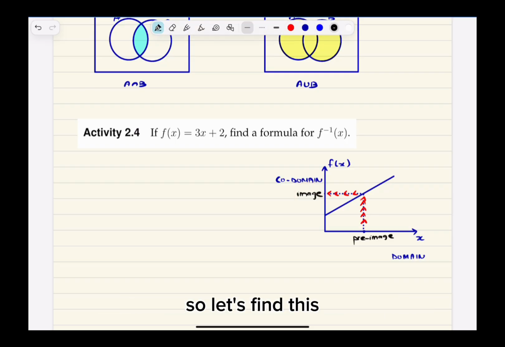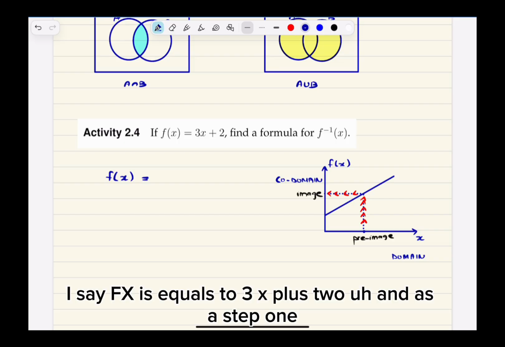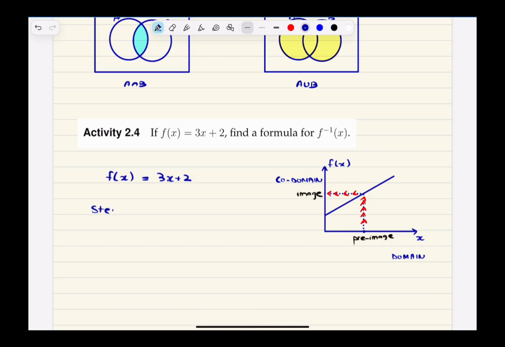Okay, so let's find this. When we are asked for the inverse, I say f(x) is equal to 3x + 2. And as step 1, just make x the subject.